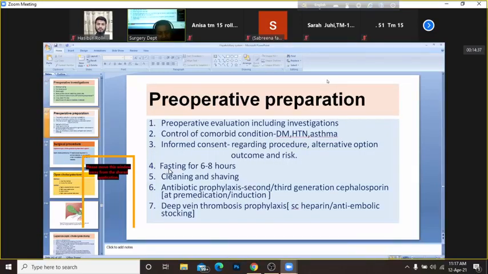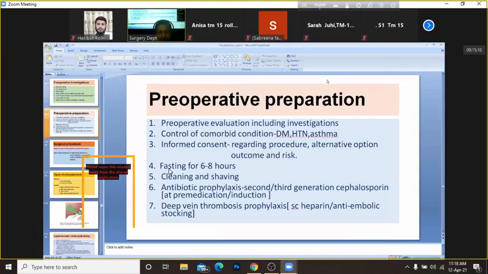Then how will we prepare? Preparation: number one, preoperative evaluation, including the investigations that we already mentioned. Then the control of comorbid conditions, if there are any. That is, if there is diabetes, we have to control diabetes mellitus. If there is hypertension, we have to control hypertension. If there is asthma or other diseases, before planning the operation, we have to control all these comorbid conditions.